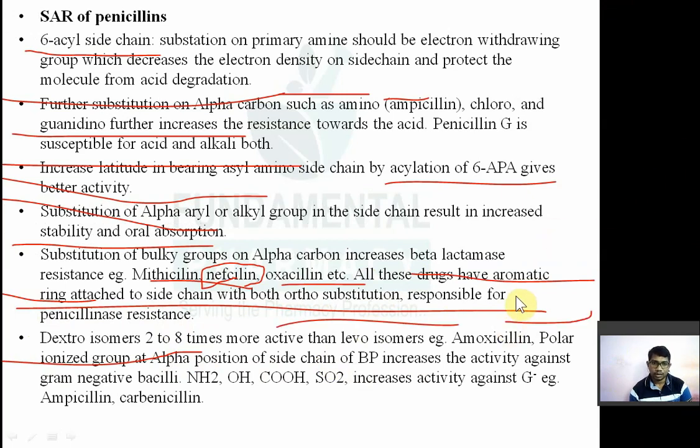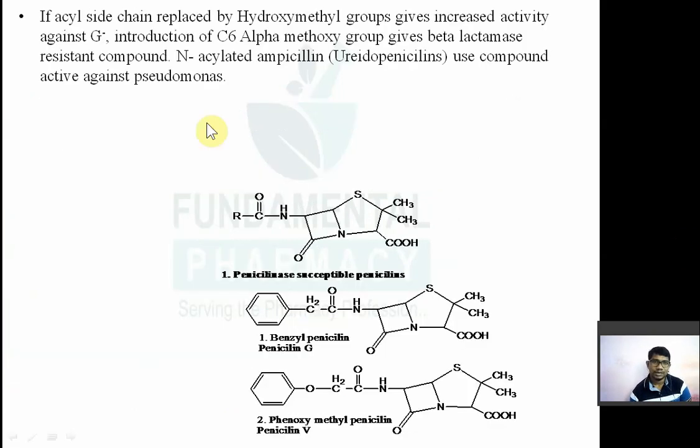Amoxicillin has a polar group at the alpha position of the side chain, which increases the activity against gram-negative bacilli. So amino group, hydroxyl group, carboxylic group, sulfate group increase the activity against gram-negative bacteria in case of ampicillin, amoxicillin, and carbenicillin. Carbenicillin has a carboxylic group on the alpha carbon, ampicillin has an amino group, and amoxicillin has a hydroxyl group, that's why. So in the side chain, maximum changes happen at the alpha carbon atom. Now if the side chain is replaced by hydroxymethyl groups, it gives increased activity against gram-negative bacteria.